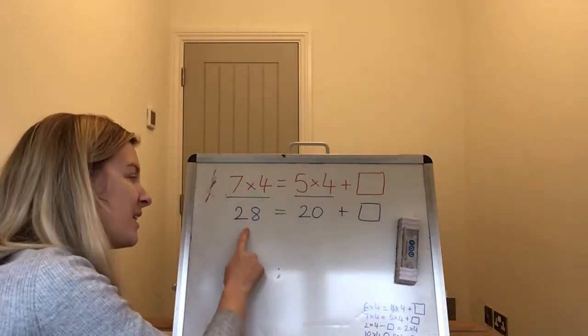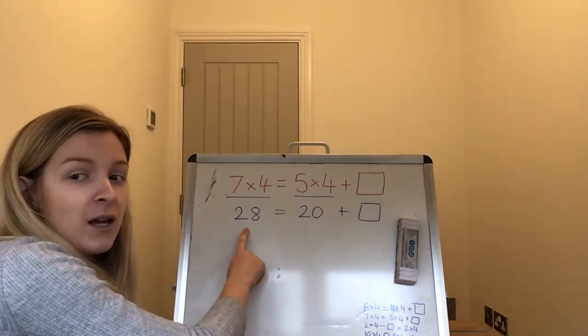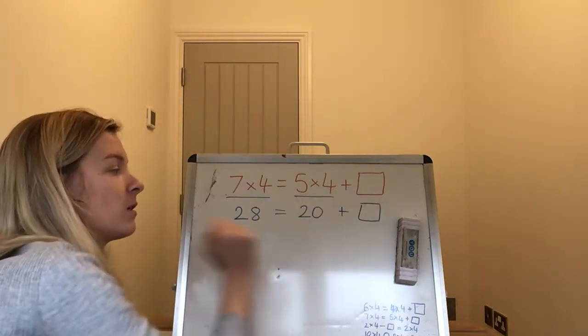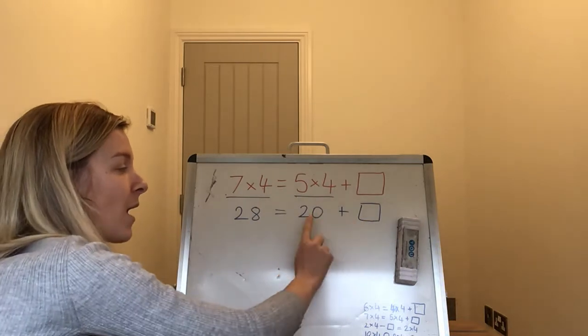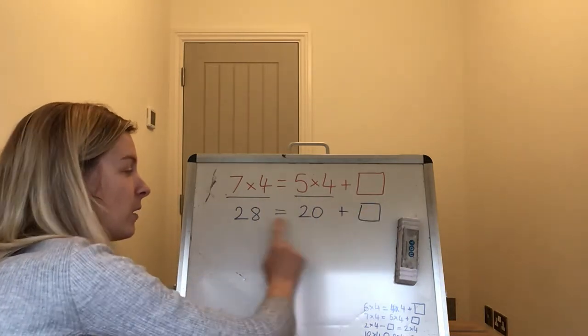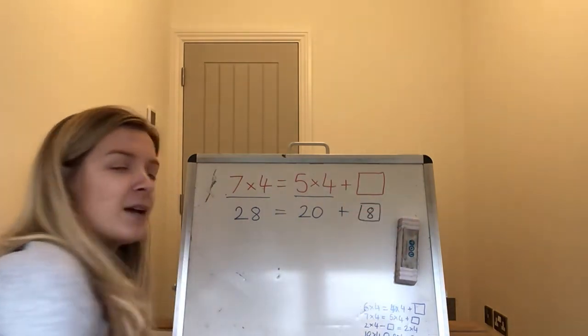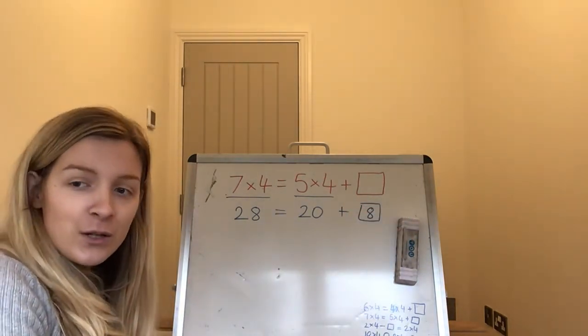So we have 28 on this side of the equal sign, and this sign means it has to be the same as this side. So what do we need to add to 20 to get it to 28? 8, okay? Well done you if you got that.